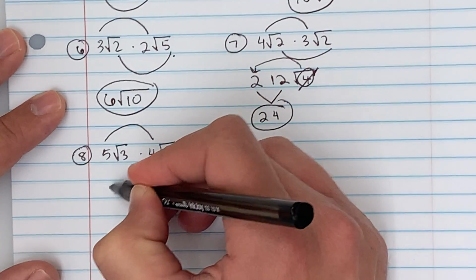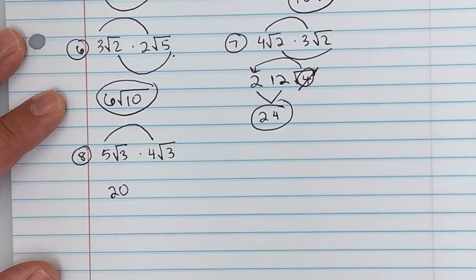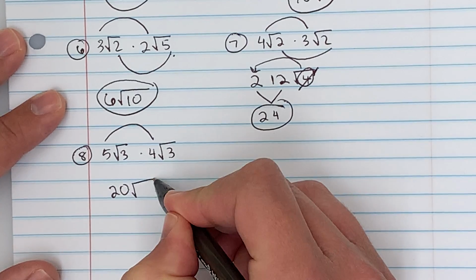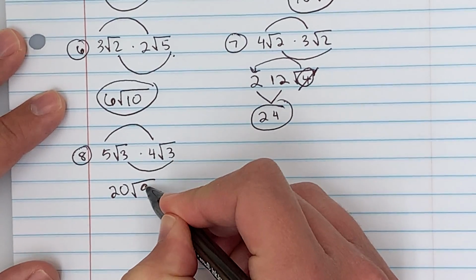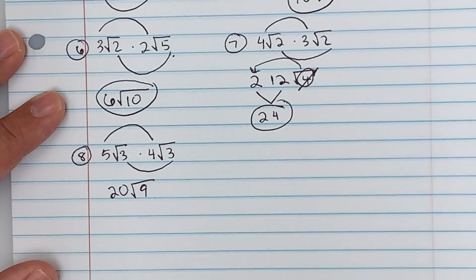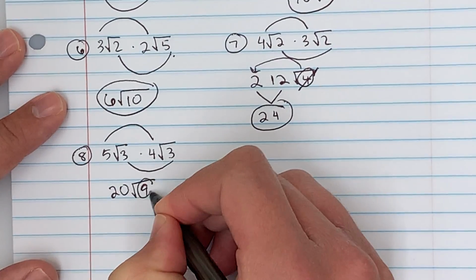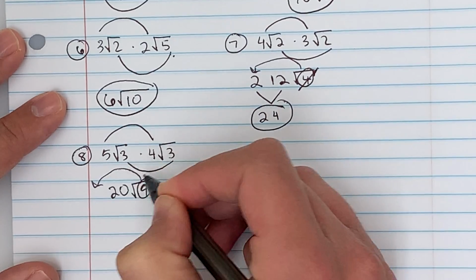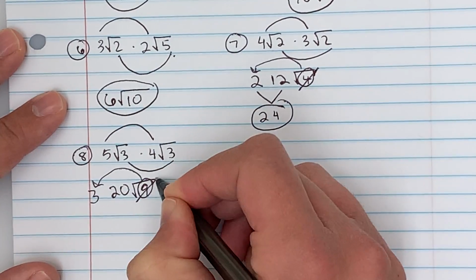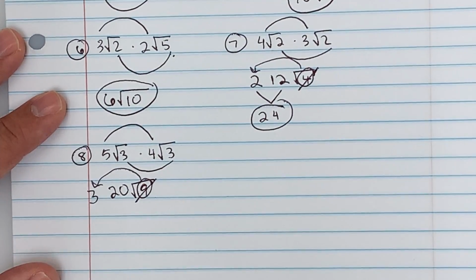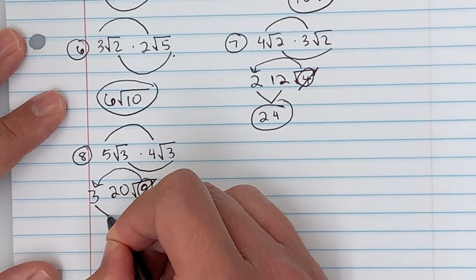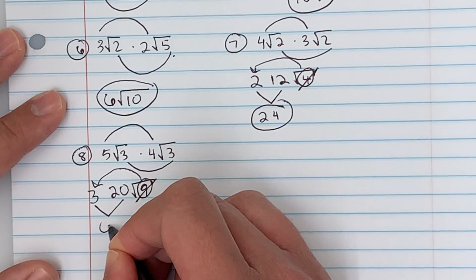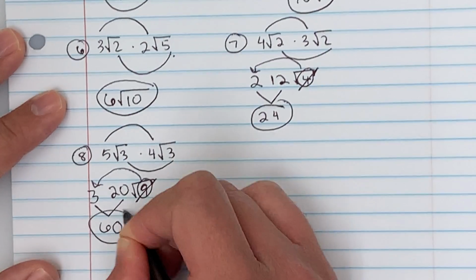5 times 4 is going to give me 20. Bring down our radical sign. 3 times 3 gives me 9. Well, if 3 times 3 gives me 9, the square root of 9 would be 3. So we're going to circle the 9 and take it out as the square root of 9, which is 3. That 9 goes away. Now I'm left with 3 times 20. Well, 3 times 2 gives me 6, and then we're just going to bring down that 0. There we go.